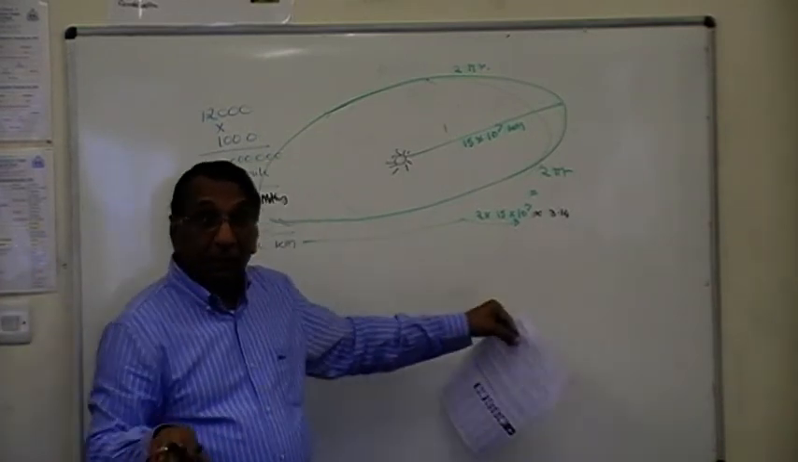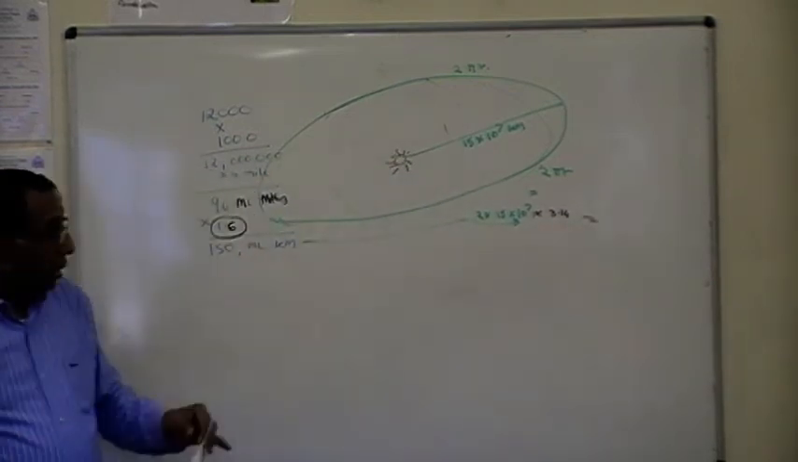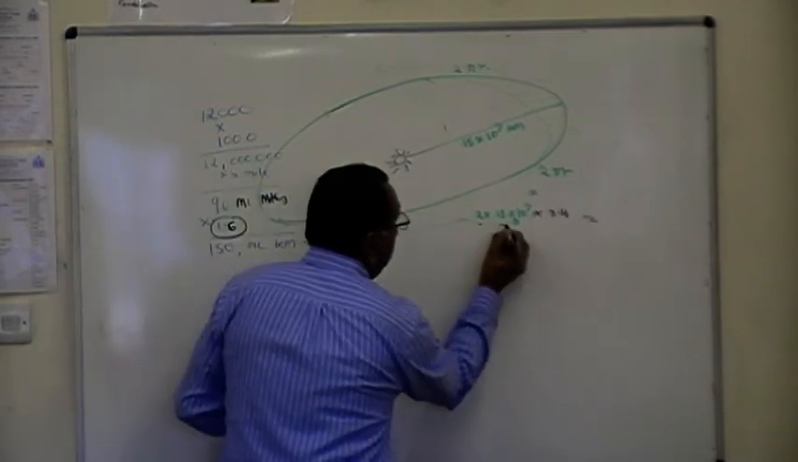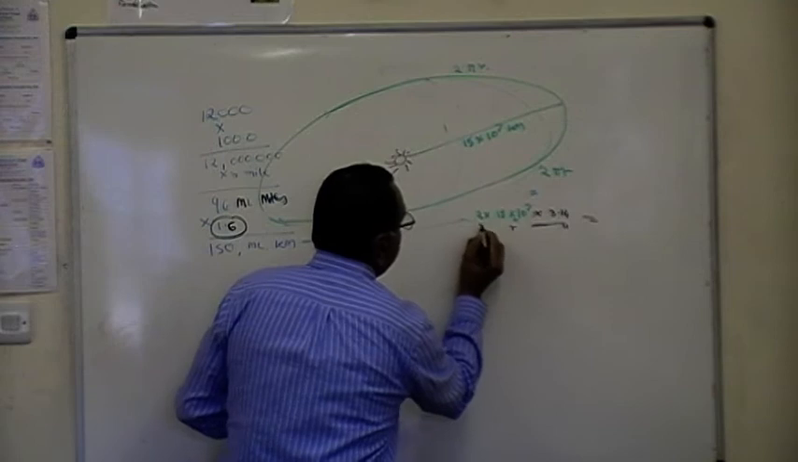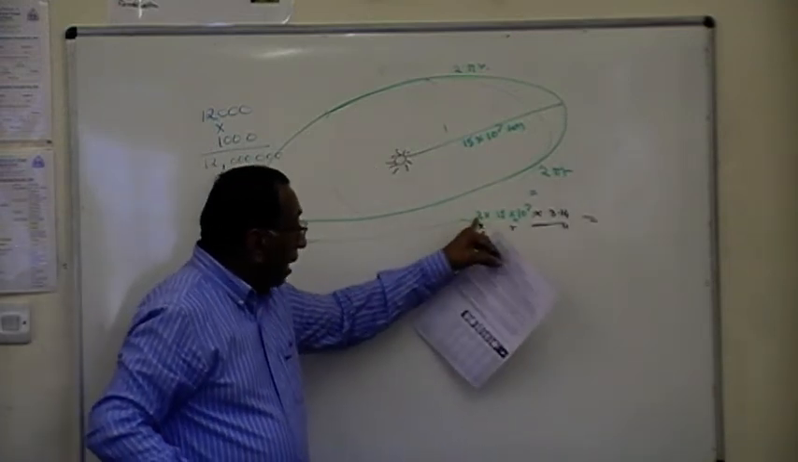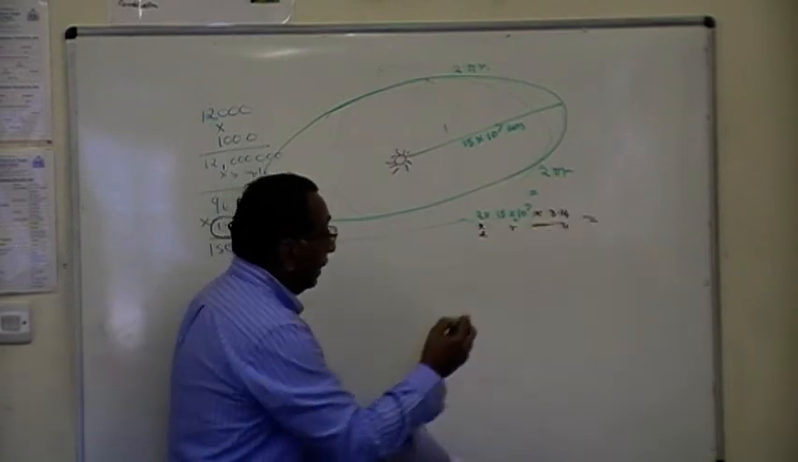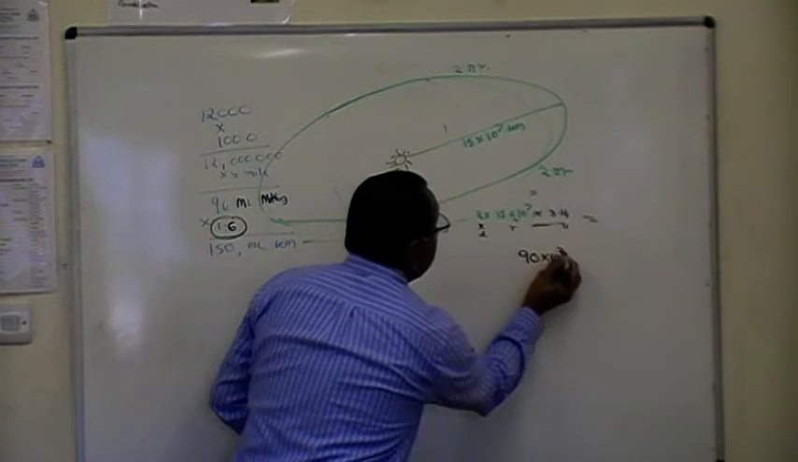Is that pi r squared, or pi r? 2 pi r. Pi is here, r is here, this is 2. So ultimately, 15 times 6 means 90. It comes about 90 into 10 raised to 7. What is the exact figure here?